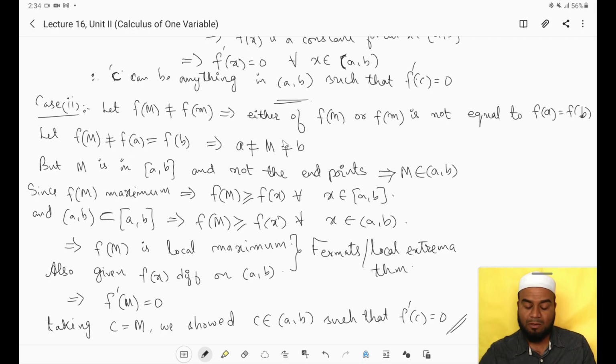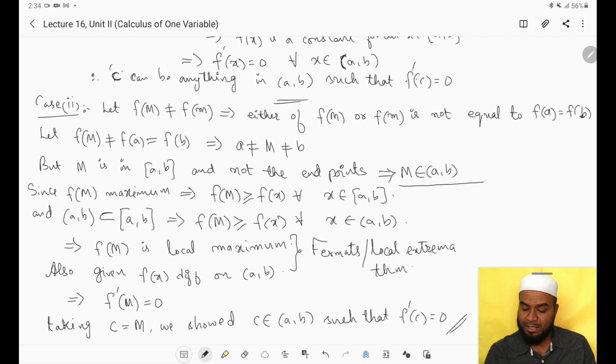But m is in the closed interval a comma b. Why? Because m is a point at which the function f is obtaining its maximum. So m will obviously be in the closed interval a comma b, and we got that m is not a, m is not b. Then where does m lie? M lies in the open interval a comma b, right? Since f of capital M is maximum, then what will happen?